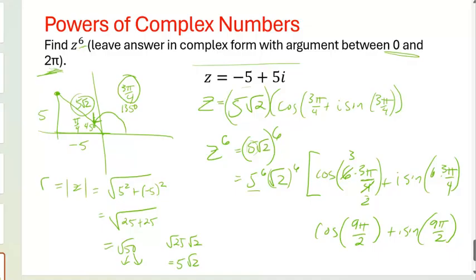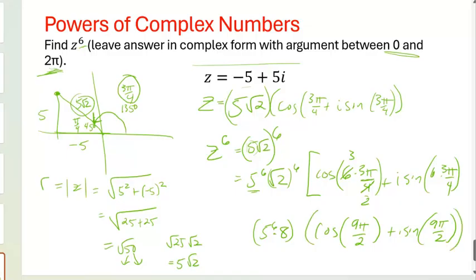You would just plug that in your calculator. I don't know what 5 to the 6 is. Root 2 to the 6 is what, 2 to the 3rd, so that's 8. So that's the best I can do in my head. 5 to the 6 times 8, whatever that is.